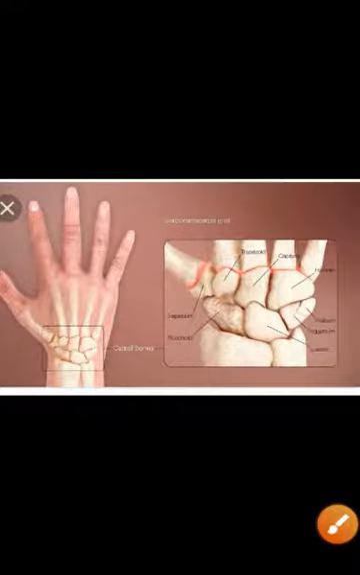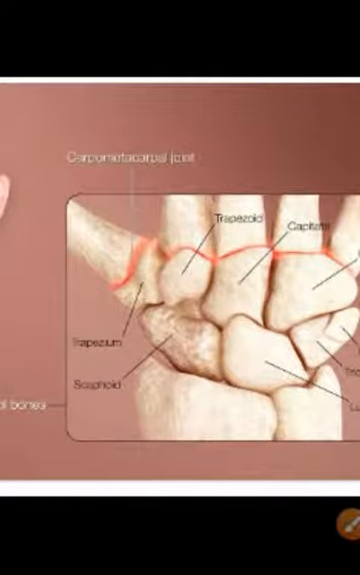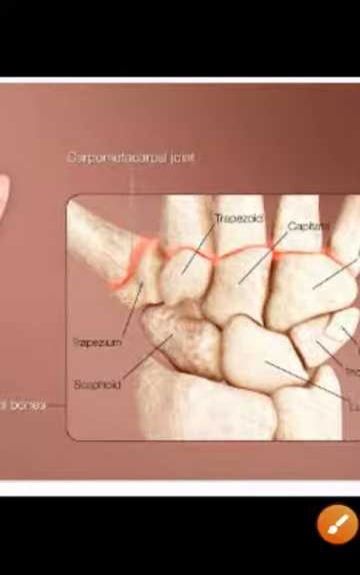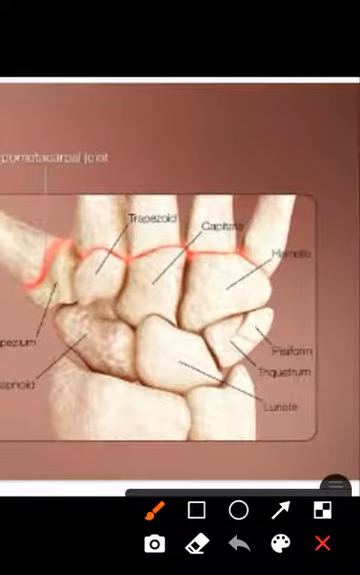In the second row of the carpal bones, there are also four carpal bones. From lateral to medial, the first bone is the trapezium, then the trapezoid, then the capitate, and then the other bone is the hamate. This is the hamate.